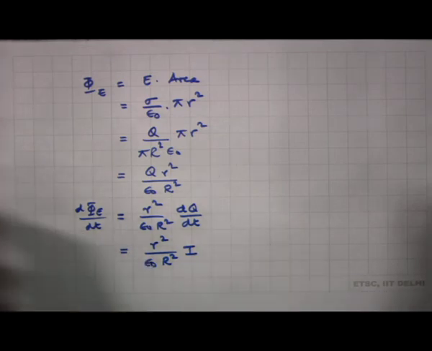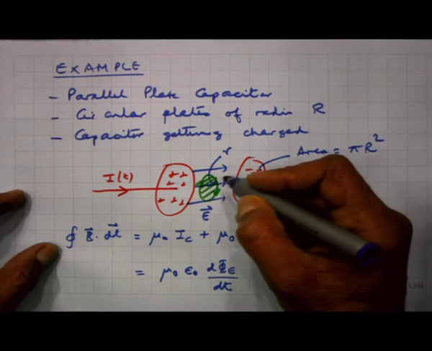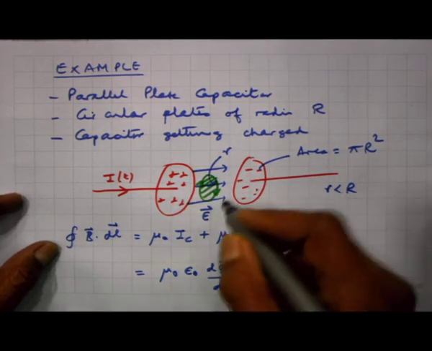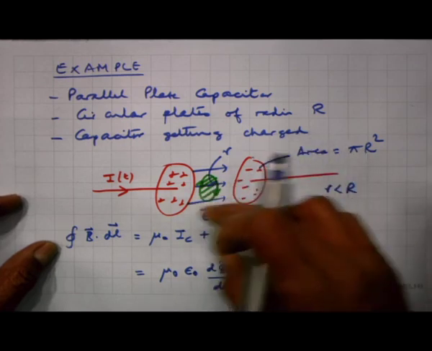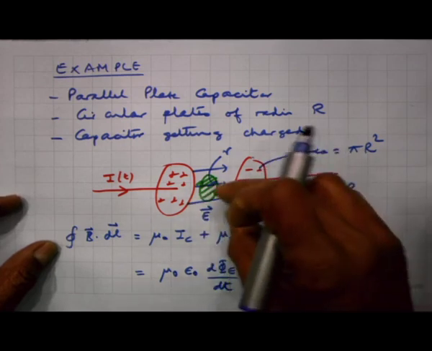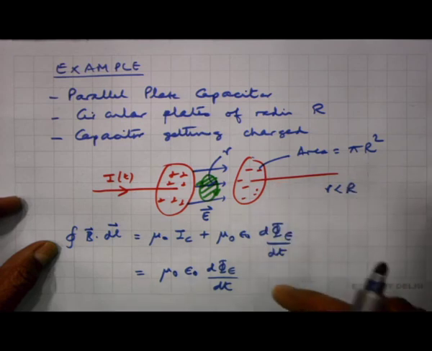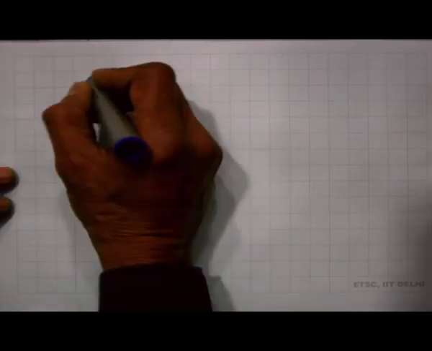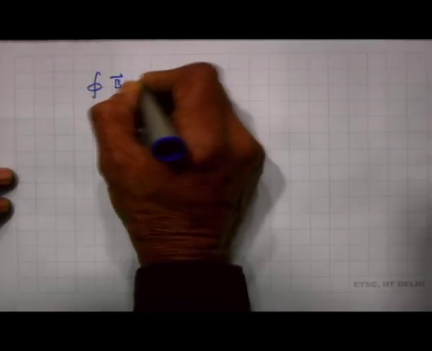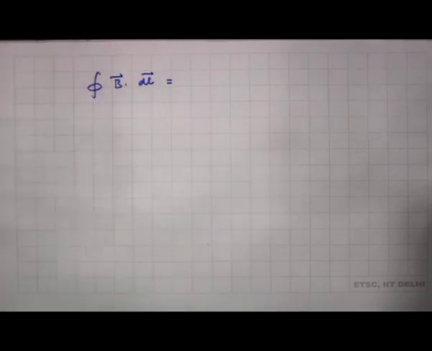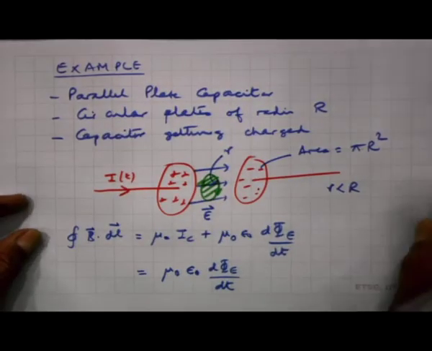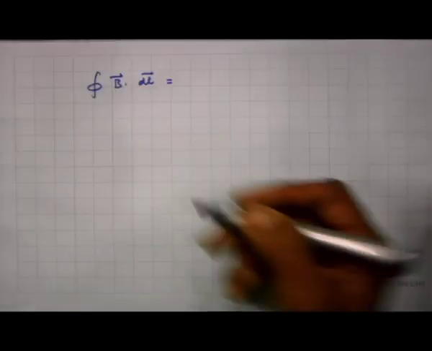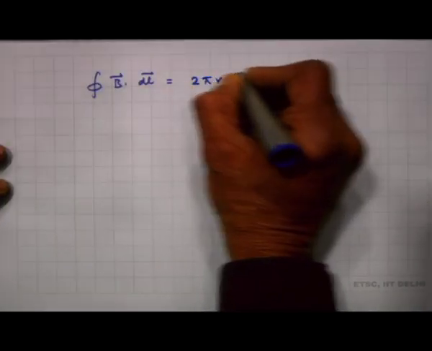So, the rate of change of flux through this loop, small r I am assuming to be less than capital R. That means I am taking a loop within the capacitor plates and smaller radius than the radius of the capacitor plates itself. So, I get dΦ_E/dt on this side, and the integral of B·dl. Now, as I mentioned, because of symmetry, the magnetic field will have to be azimuthal, and if I calculate B·dl, I will get 2πr times B.